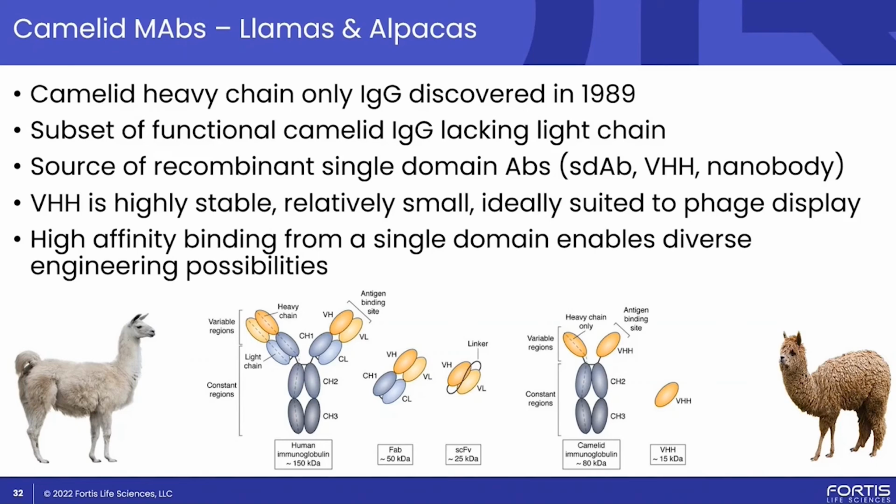It was discovered back in 1989 that camelid species produce a heavy chain only antibody. So these lack light chain. They contain a single variable domain, which recombinantly can be produced independently of the rest of the molecule as a very small 15 kilodalton single domain that's highly specific, can have high affinity for target, and is also very stable. So these are really starting to grow in application.